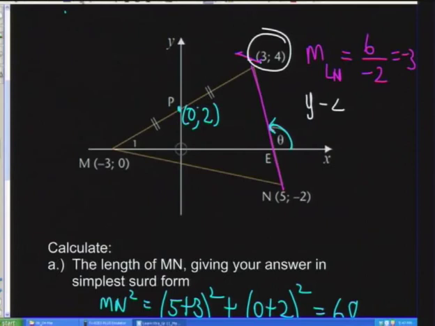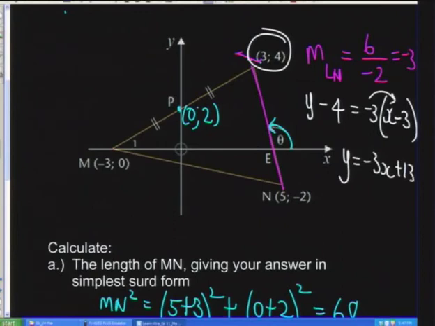So we've got y minus 4 equals the gradient multiplied by x minus the x of A, which is x minus 3. So we've got y minus 4 equals -3(x minus 3). I'm going to multiply that in. I get a 9, and a 9 plus a 4 is a plus 13. Okay, so that's LN. I can see it's quite a steep line, so I'm saying it's going through plus 13. It kind of is reasonable for that to happen.